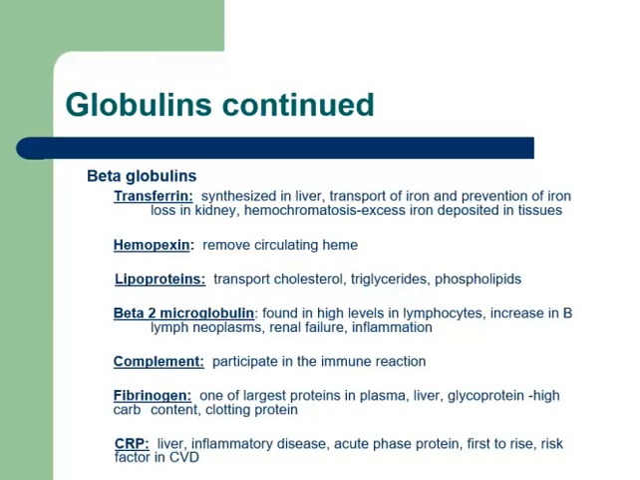And then finally we have CRP, C-reactive protein. It is produced in the liver, and it's involved in inflammatory diseases. It's an acute phase protein, it's first to rise, and it's a risk factor for cardiovascular disease.